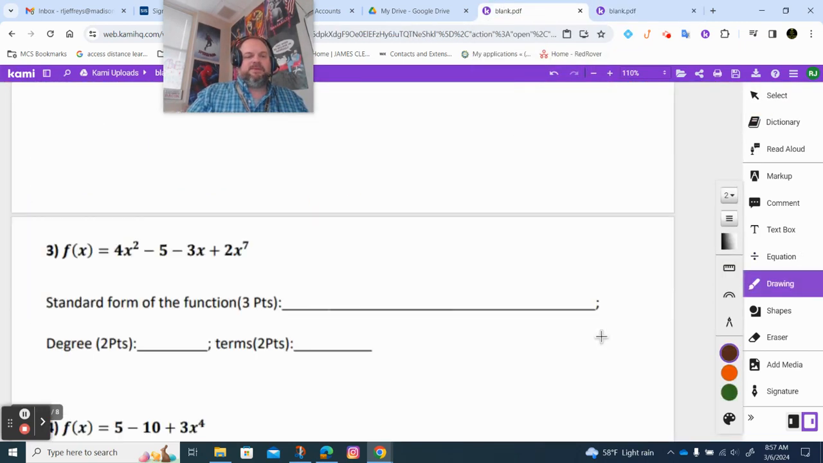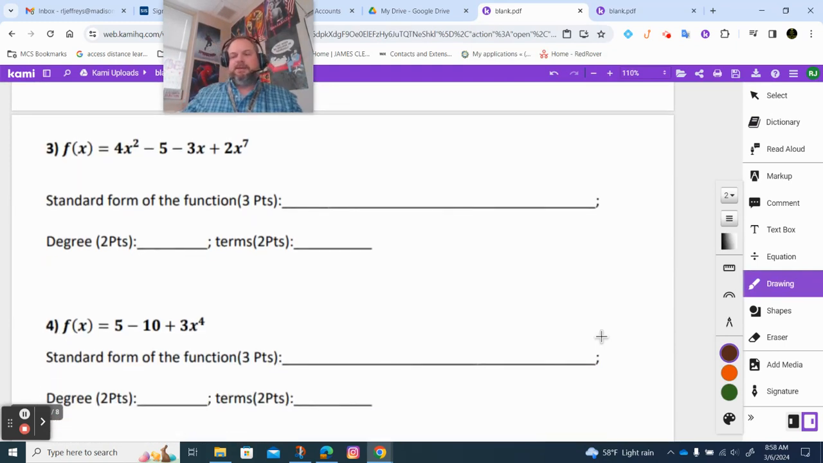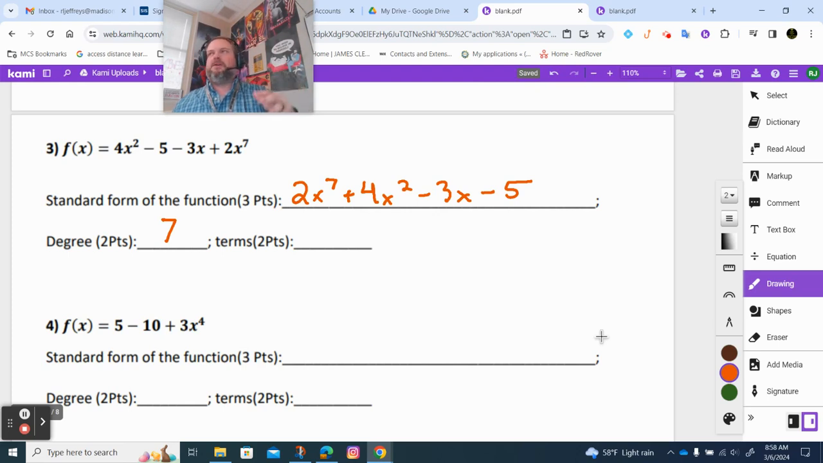All right, so that was 1 and 2. All right, problem number 3. All right, so standard form. Plus 4x squared minus 3x minus 5. All right, so what is its degree? 7. And terms are poly.